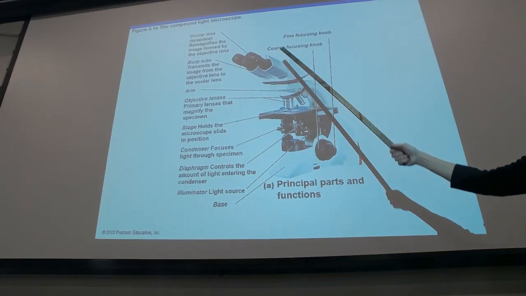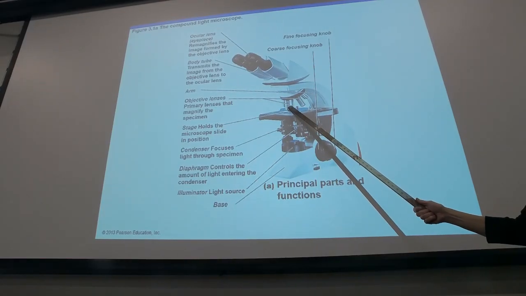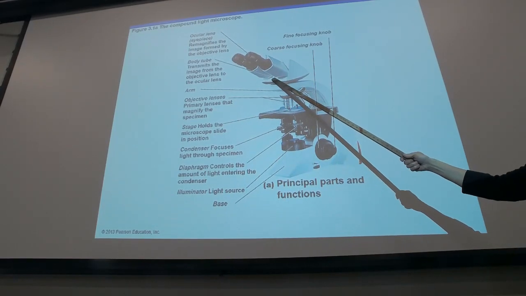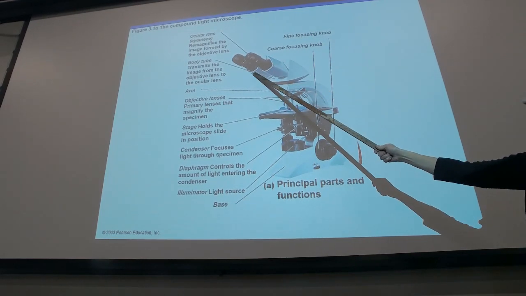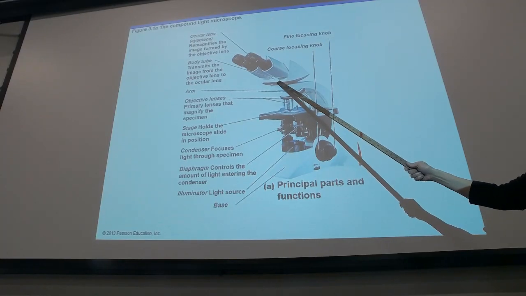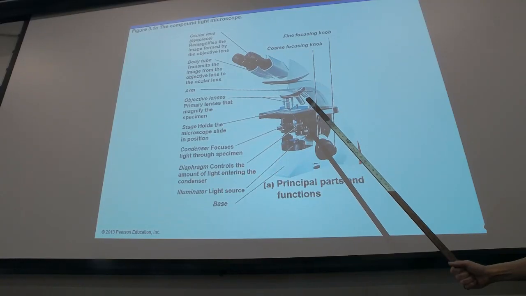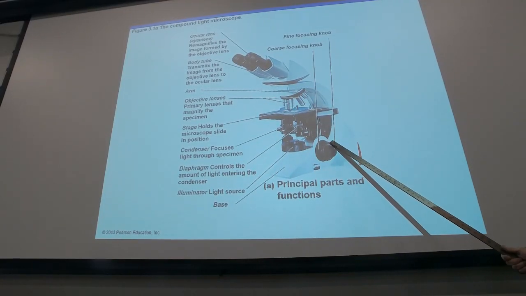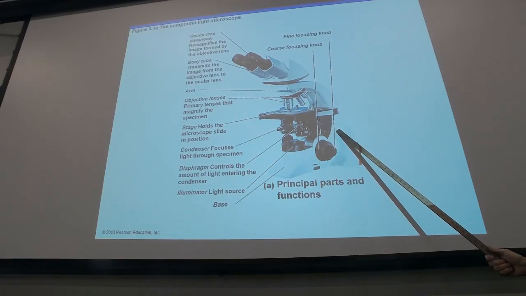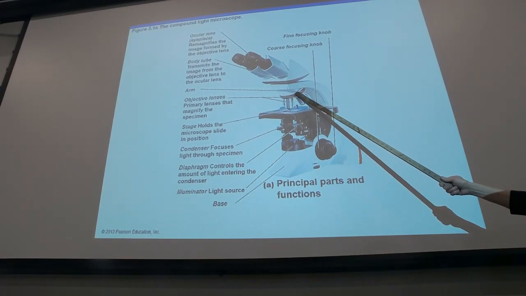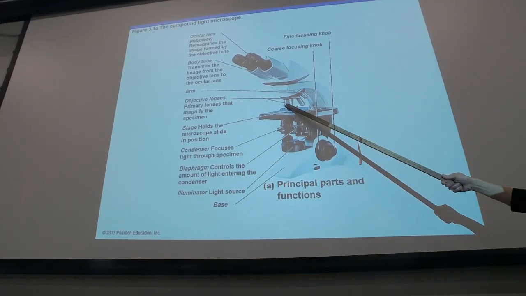So that's the ocular lens, which then magnifies more the image as it is coming from the objective lens. And then this is the eyepiece that holds this ocular lens, and here we have the body tube that transmits the rays of light from the objective lens into the ocular lens. And then this is the arm that you use to hold the microscope as you are transporting it or moving it within the countertop. And then this is the nose piece that holds the objective lenses.